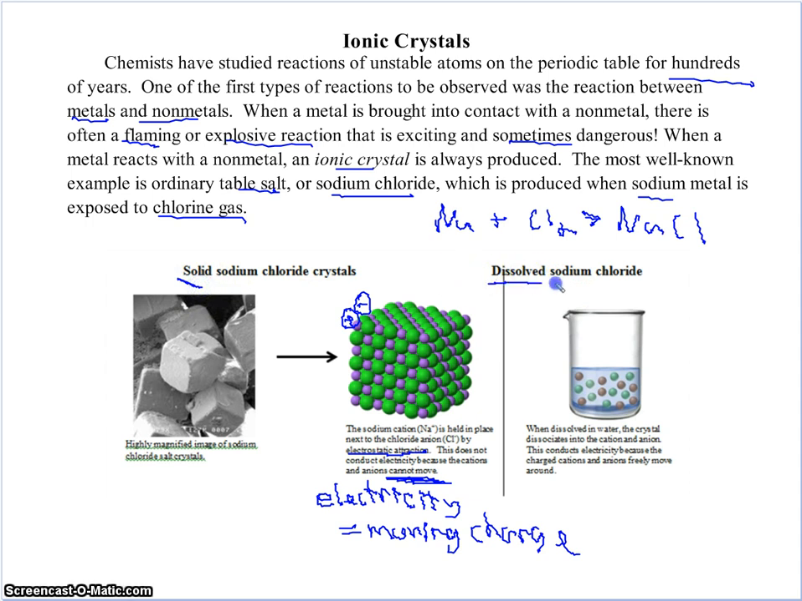Okay, that's solid. What about dissolved sodium chloride? When dissolved in water, the crystal dissociates, not entirely sure what that means, into the cation and anion. This conducts electricity because the charged cations and anions freely move around. So it looks like it's broken apart here, so I'm going to take a guess and say dissociate means broken apart.